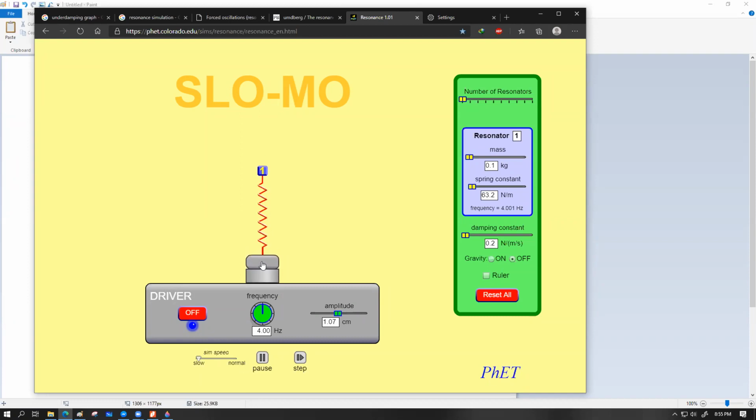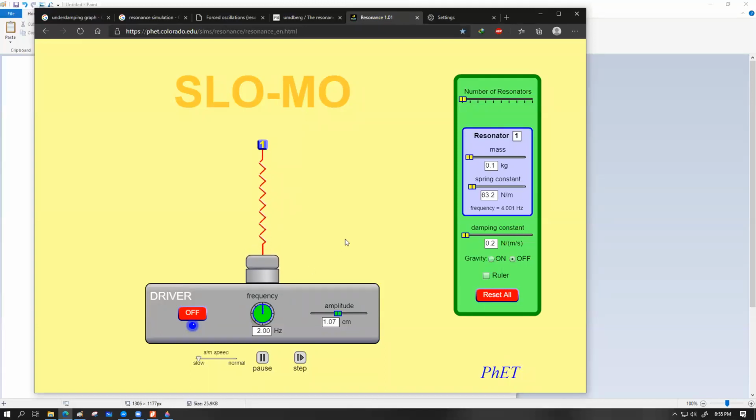Yes, sir. So this is the resonance frequency, right? Yes, this is the exact resonant frequency. So we have set the frequency at 4.00 hertz. The resonant frequency is 4.001 hertz. So it's almost equal. So now, if we change this to a fraction, let's say 2 hertz, we're going to try and see what's going to happen.